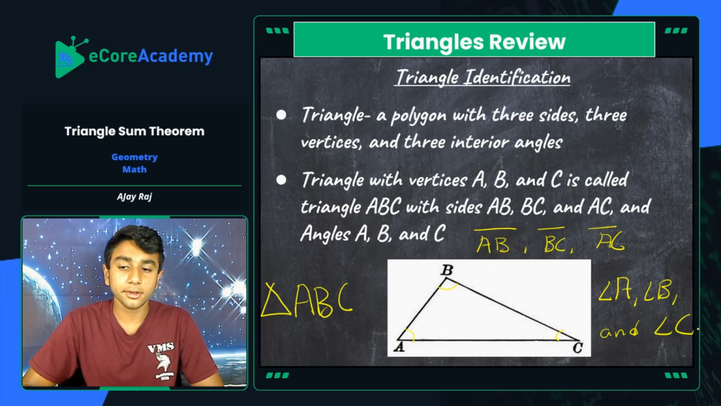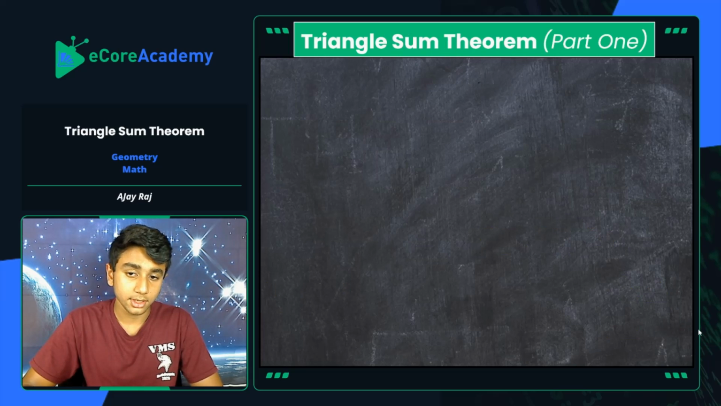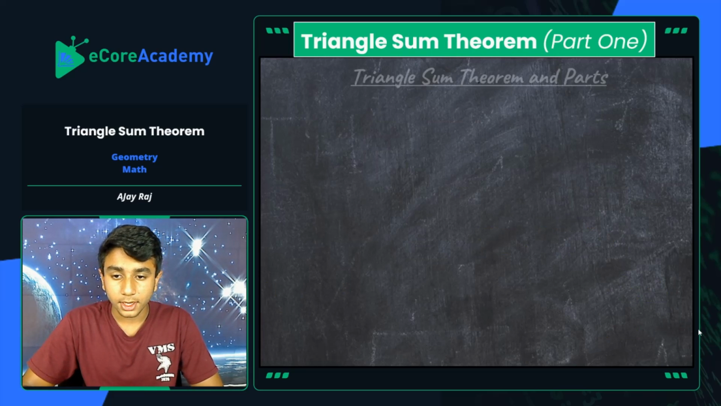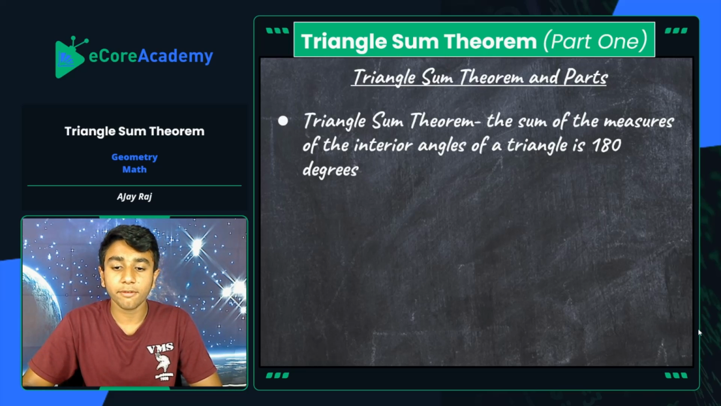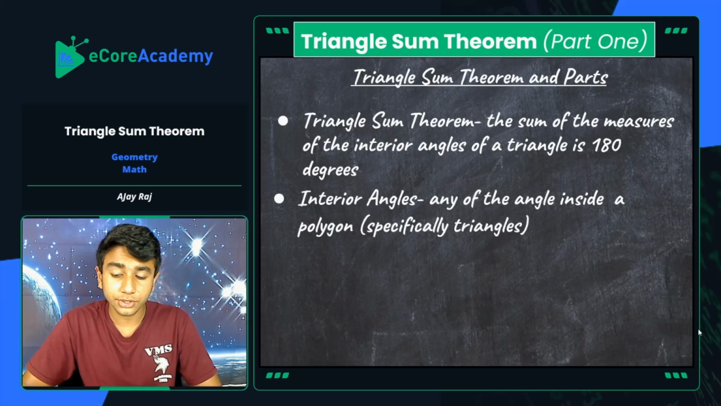All right, now that we know triangle identification, let's get into the meat of today's lesson. The triangle sum theorem, part 1. Let's look at the triangle sum theorem and its given parts so that we can fully understand it, and then let's utilize it in different case scenarios. The triangle sum theorem states that the sum of the measures of the interior angles of a triangle is going to be 180 degrees. That means all of the angles inside the triangle are going to add up to 180 degrees, something that you should already know. That's just another way of officially expressing it in geometry. And interior angles are any of the angles inside a polygon, specifically for triangles.